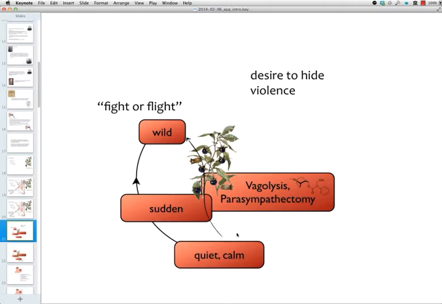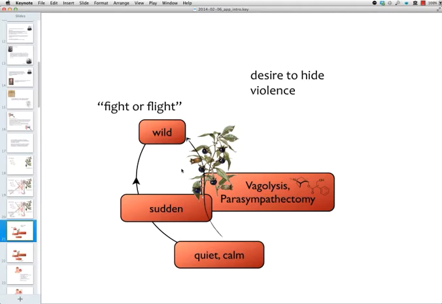Now, one of the things that's different in a belladonna state, someone who needs belladonna, or someone who's proving belladonna, is that the moving from quiet and calm to wild is unrestrained. Okay, because of the lack of a parasympathetic nervous system, this movement from the normal quiet calm state to the wild fight or flight state is unrestrained, so it happens very suddenly. Okay, much more suddenly than for the average person.